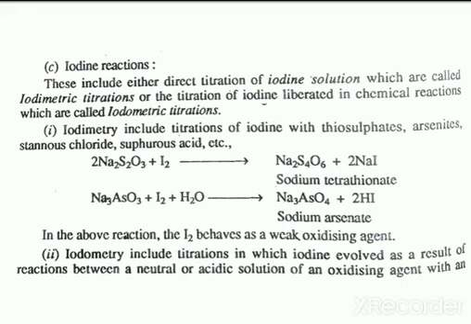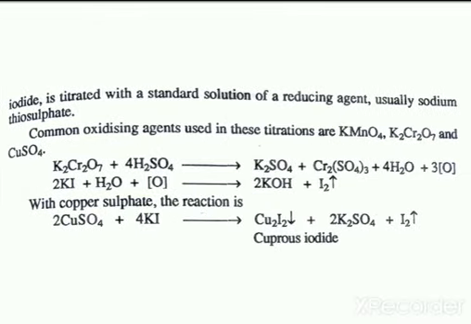Iodometry includes the titration in which iodine is liberated as a result of reactions between a neutral or acidic solution of an oxidizing agent with an iodide. It is titrated with a standard solution of a reducing agent, usually sodium thiosulfate. Common oxidizing agents used in these titrations are potassium permanganate, potassium dichromate, and copper sulfate. I have given an example here.